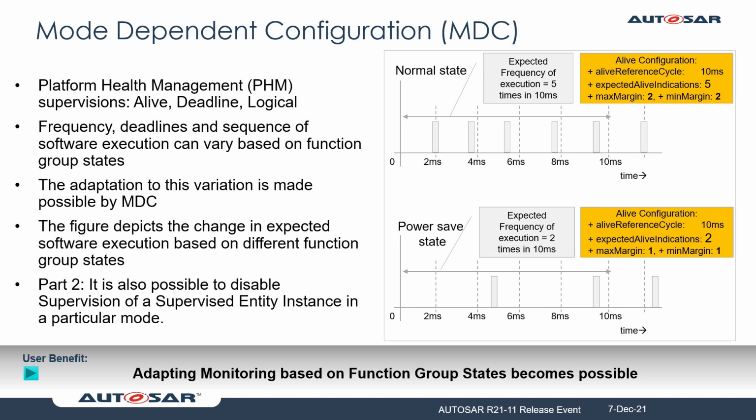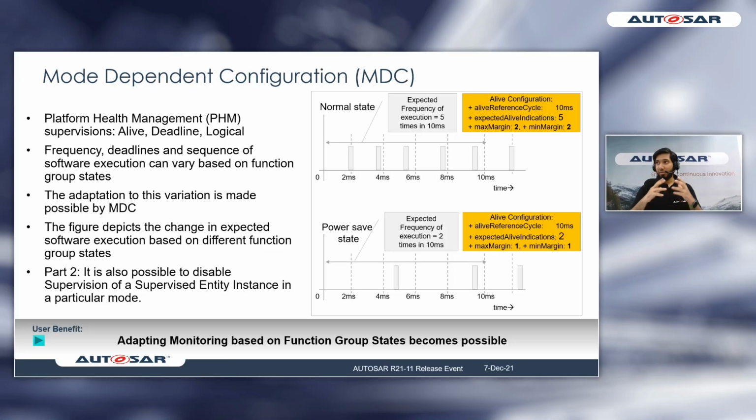At this point I would refer to the picture on the right-hand side. For example, in a normal state, if there is a process, or let me call it a piece of software, that needs to execute 5 times in 10 milliseconds, my expectation would change if my system goes into a power saving mode. Now I wouldn't expect this specific software to execute 5 times in 10 milliseconds, but maybe 2 times in 10 milliseconds. This is made possible now with mode-dependent configuration.